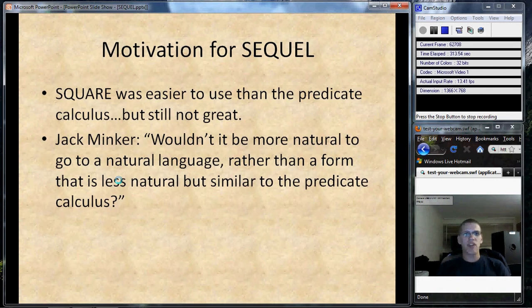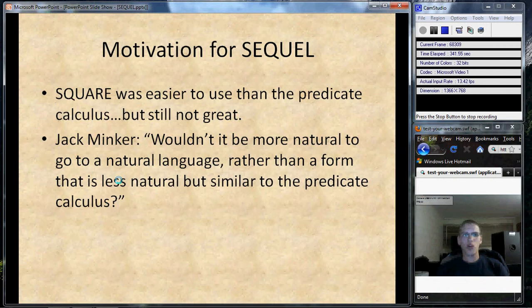So what was the motivation for SQL? As was talked about, Square was easier to use than the predicate calculus, but still not great. At the same conference where Square was presented, a guy named Jack Minker spoke up and asked Boyce, wouldn't it be more natural to go to a natural language, such as just English, using an English query language, rather than a form that is less natural but similar to the predicate calculus?